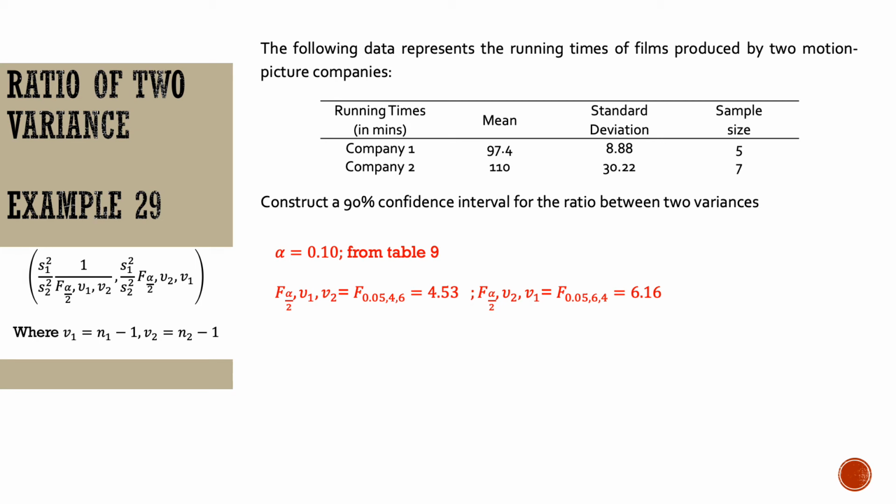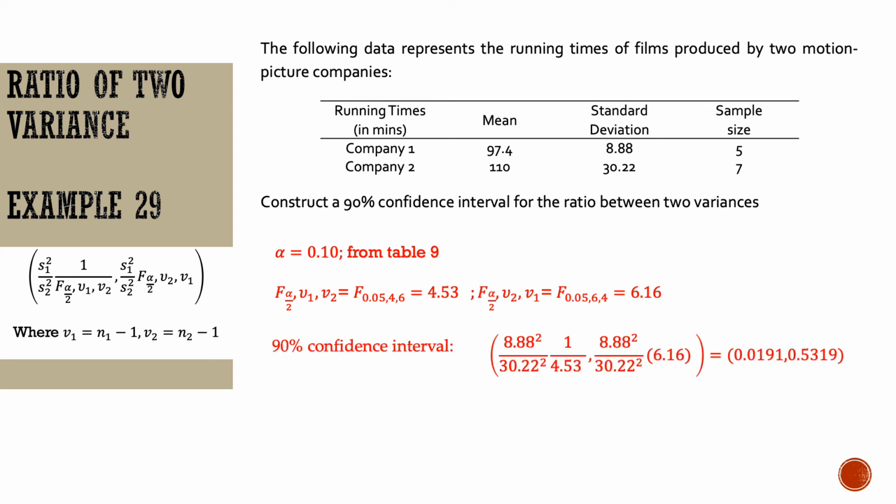And then by using the F distribution table, table 9, find F alpha over 2, v1 v2. Alpha is 0.1 divided by 2, which is 0.05. v1 is 5 minus 1, v2 is 7 minus 1. So you should find F 0.05 for 4, 6. And then for the upper limit, F alpha over 2, v2 v1, which is F 0.05 for 6, 4. So we get 6.16.